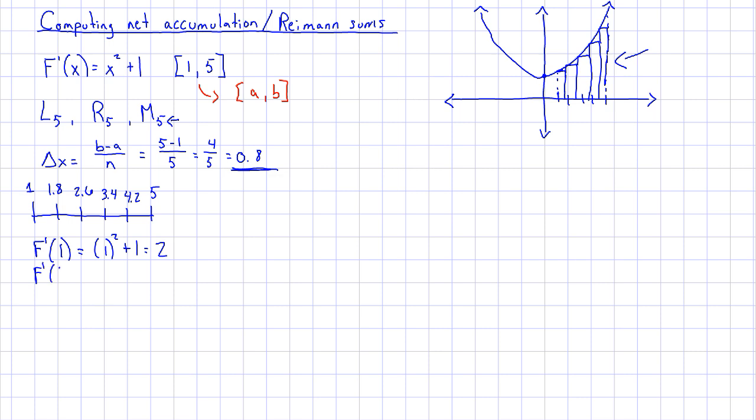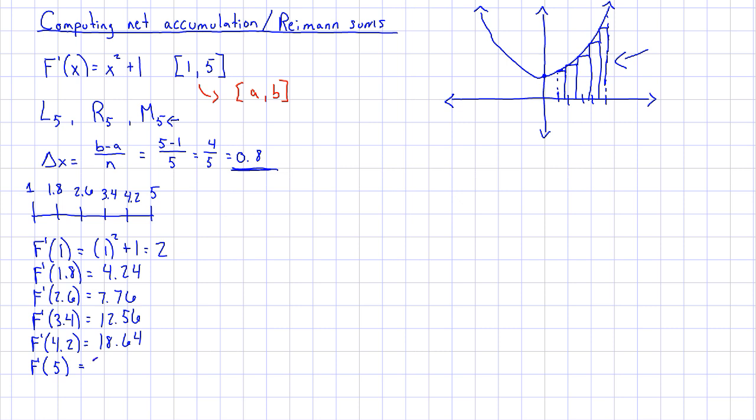F prime of 1.8 will be 4.24. F prime of 2.6 is 7.76. F prime of 3.4 is 12.56. F prime of 4.2 is 18.64. And F prime of 5 is 26.